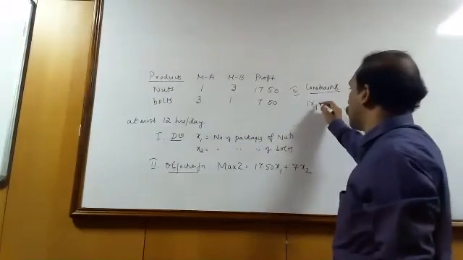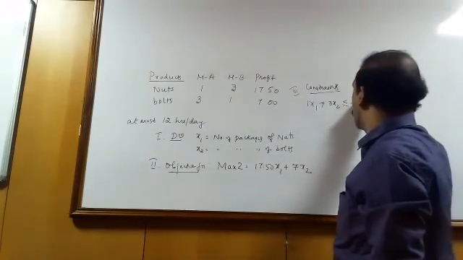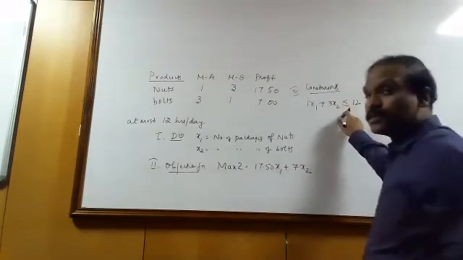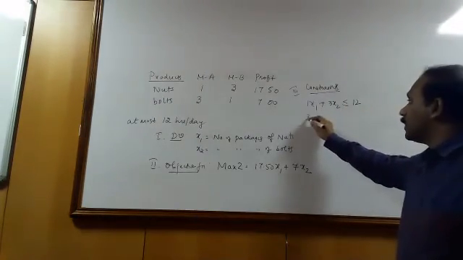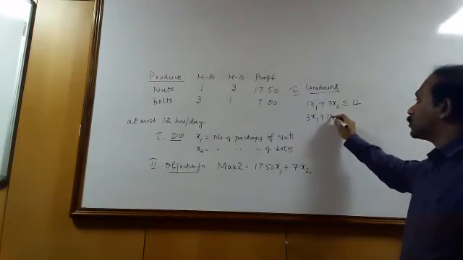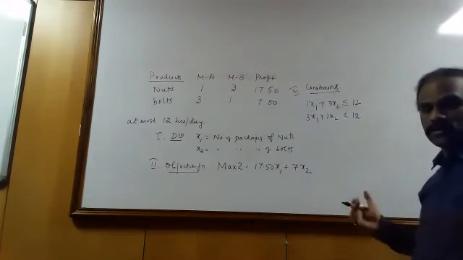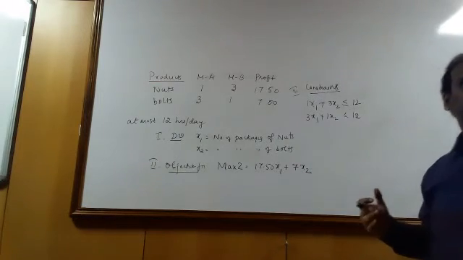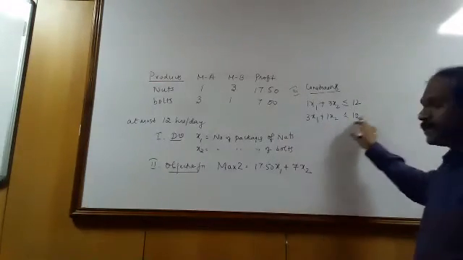So obviously, how do we write the equation now? 1x1 plus 3x2 is less than or equal to 12. Now I'm writing the constraints for machine A. So this is for machine A. And similarly, for machine B, it is 3x1 plus 1x2 is less than or equal to 12. So in both the cases, the machines cannot be working for more than 12 hours. So obviously it becomes 12. So these are the two constraints.